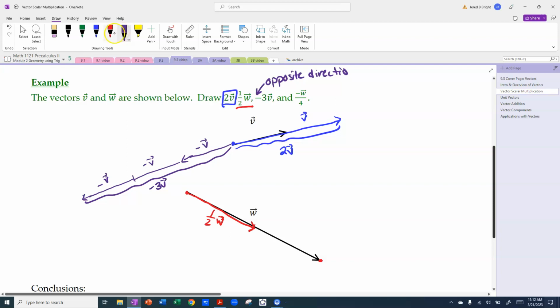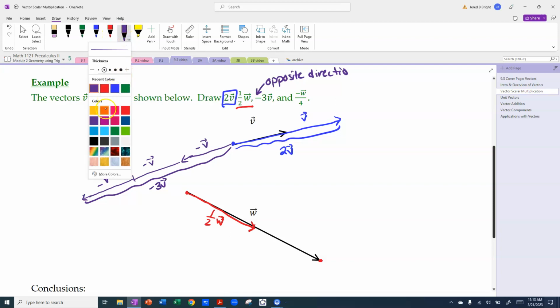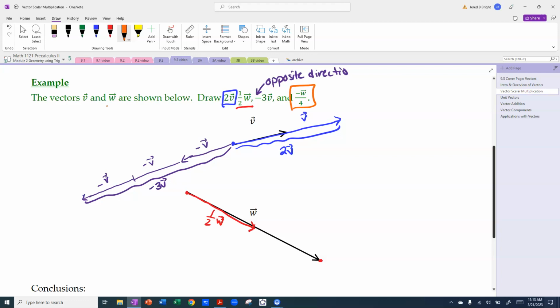Okay, and then finally the last one is minus w over 4. Okay, so I want you to pause the video, try this out. What does the minus do? What does the division by 4 do? Okay, resume the video when you're ready to see the solution. Okay, and I'll actually do a walkthrough. So I'm going to say it's right about there, and it's in orange. Okay, minus w over 4.